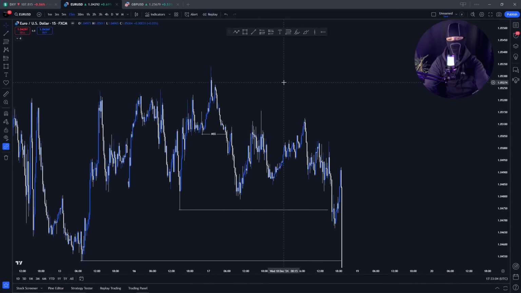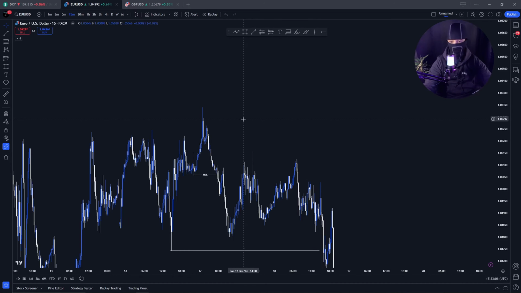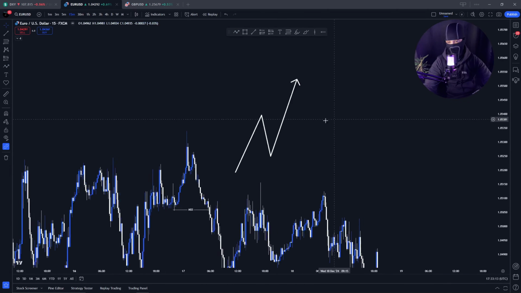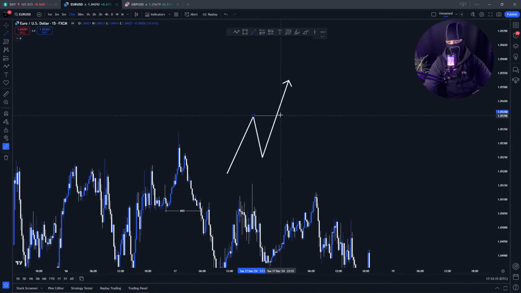Now I want you guys to understand what actually is liquidity. Yes, it's people's stop losses, but I want you guys to understand why it is on swing highs and swing lows. Let's just give an example here. Let's just say I was in a buy because there was a breaker structure towards the upside here. Let's just say I was to wait for a retracement to get in.